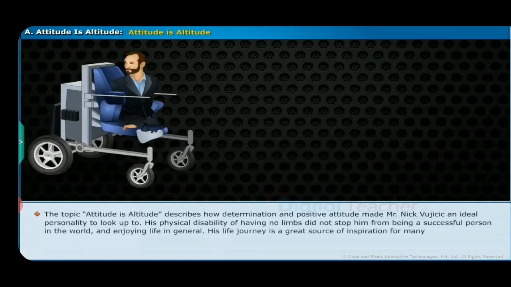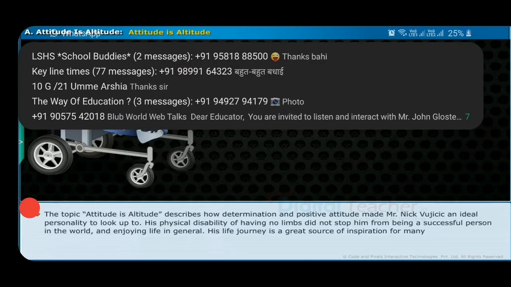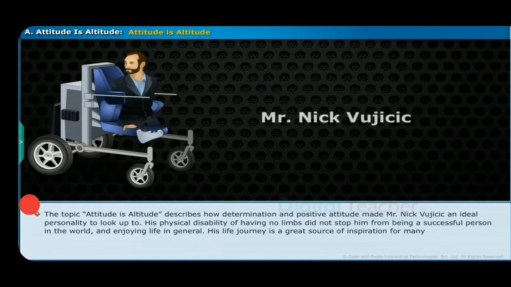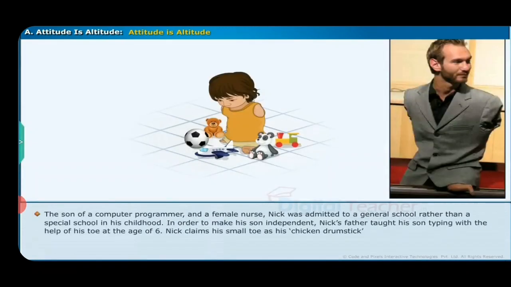The topic Attitude is Altitude describes how determination and positive attitude made Mr. Nick Vujicic an ideal personality to look up to. His physical disability of having no limbs did not stop him from being a successful person in the world and enjoying life in general. His life journey is a great source of inspiration for many. The son of a computer programmer and a female nurse, Nick was admitted to a general school rather than a special school in his childhood.